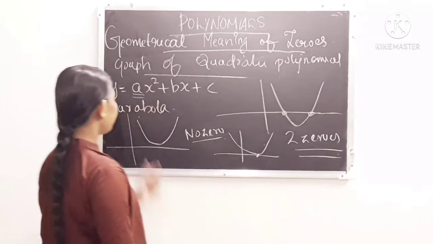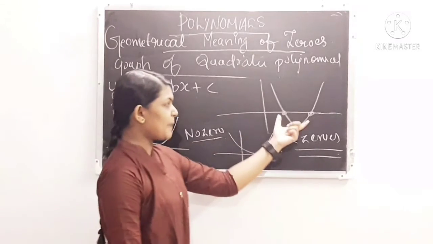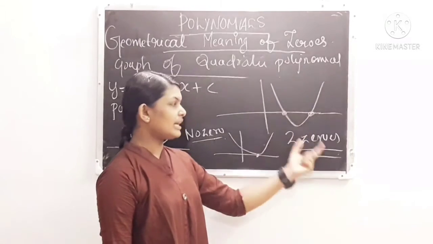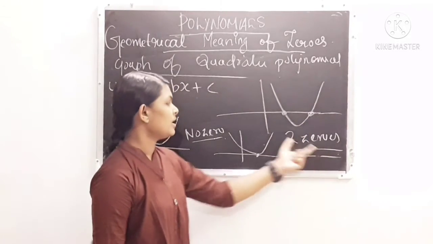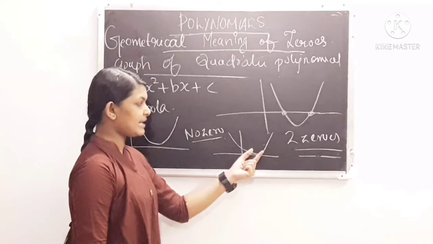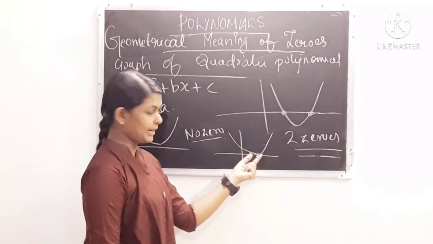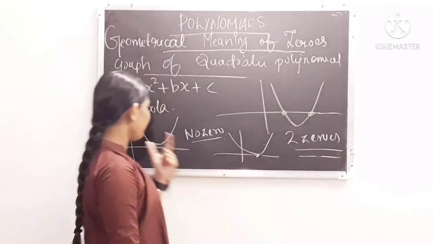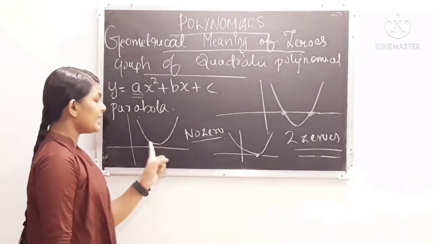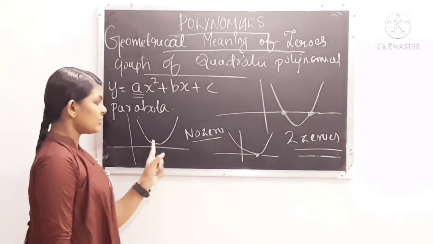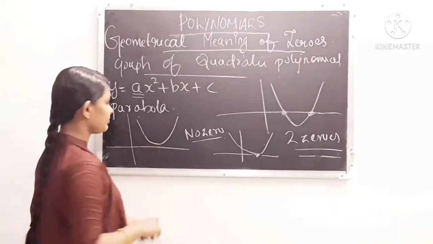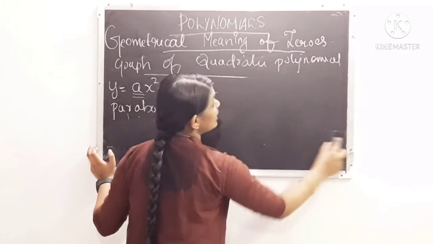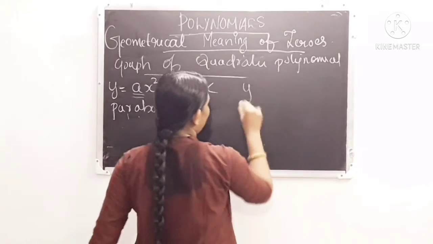Okay. So if we got a parabola like this, the parabola intersects the x-axis at 2 distinct points. So we can say there are 2 different distinct zeros. And if we got a parabola like this, it intersects the x-axis only at one point, so there is only one zero or 2 equal zeros. And if we got a parabola like this, it does not intersect the x-axis, which means that there is no zero.